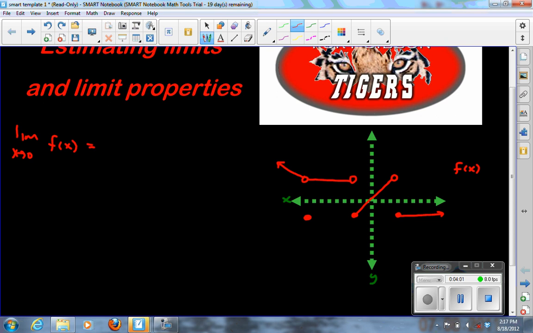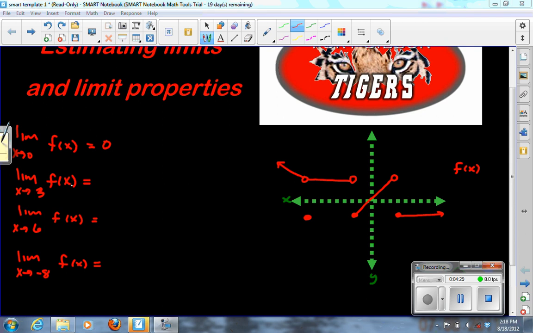I'd have to come over here and look, and I'd say my x's approach 0 right here. I'm looking at my x's, they're getting close to 0 right here, so I'm going to look at my y values at this x value, and the y value also happens to be 0 right here. As I'm coming in from the left, I'm approaching 0. As I'm coming down from the right, I'm approaching 0. So this answer is 0.